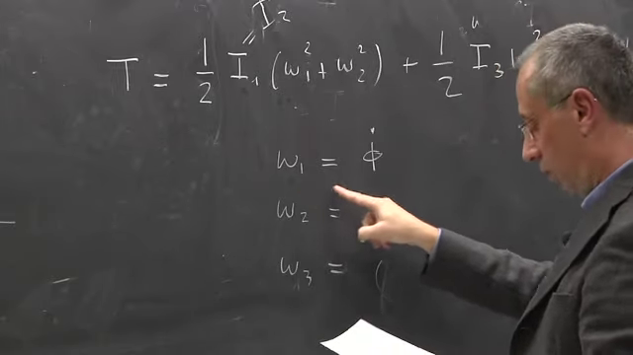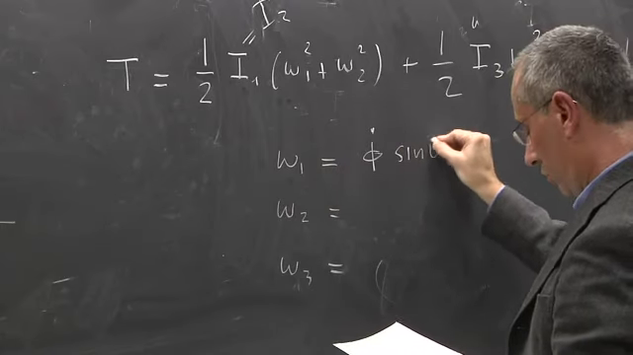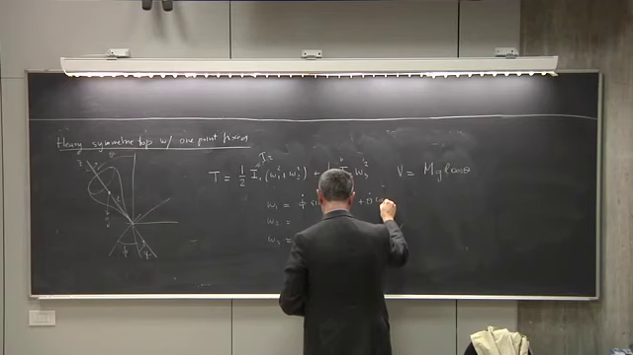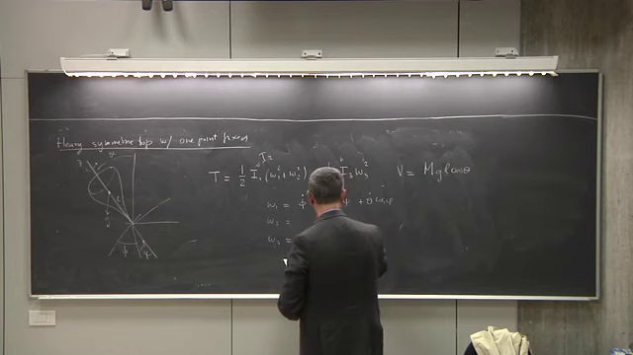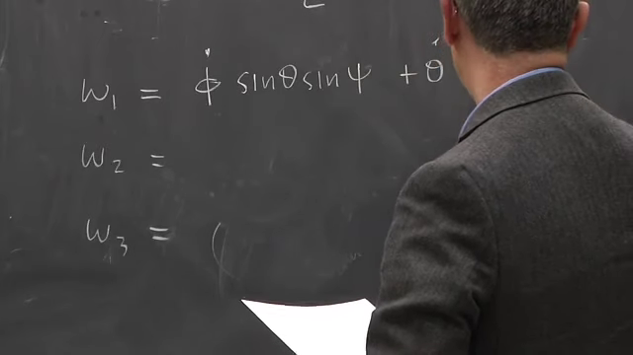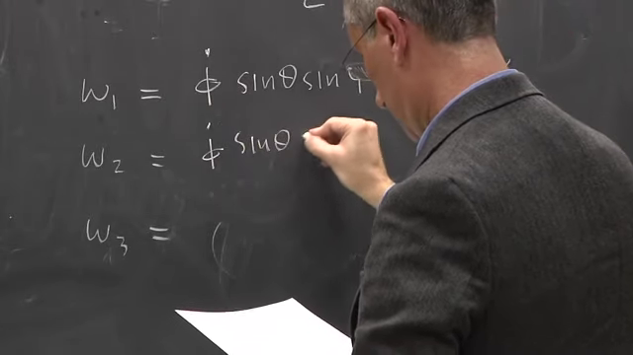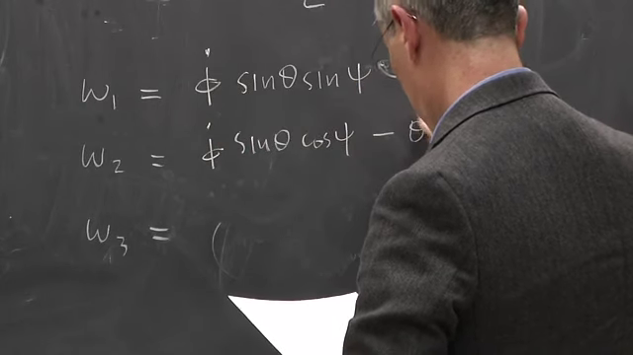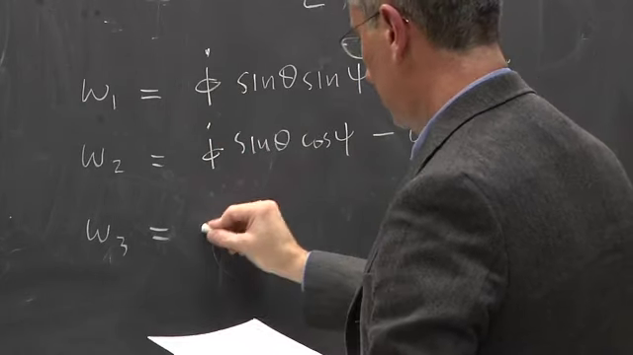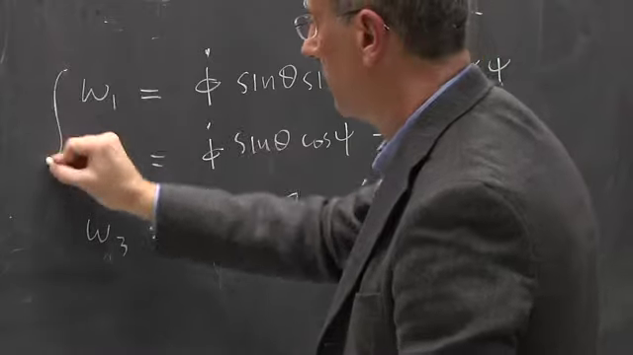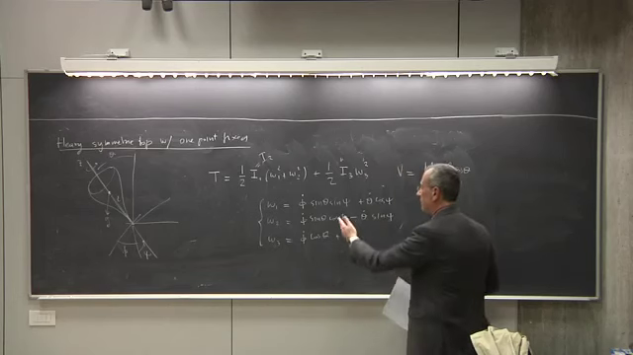I give you here the solution. So these are angular velocities, and when you write them in terms of the Euler angles, you get some weird combination. This is a psi. Okay?